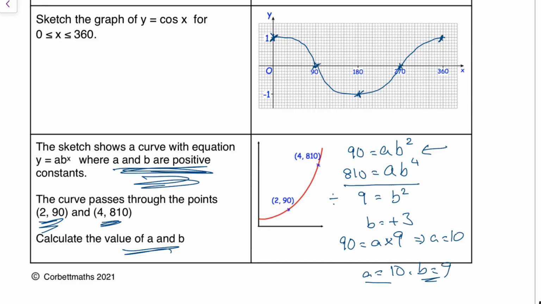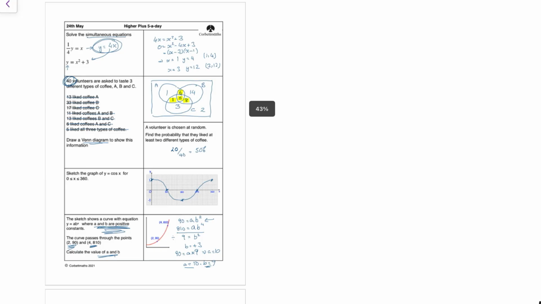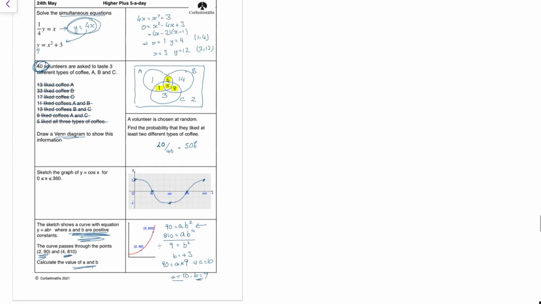Good question. I like that question. And that is it today. Again, as ever, a really good mix of questions today. I really enjoyed them. I like the Venn diagram. I haven't seen one of those for a while.